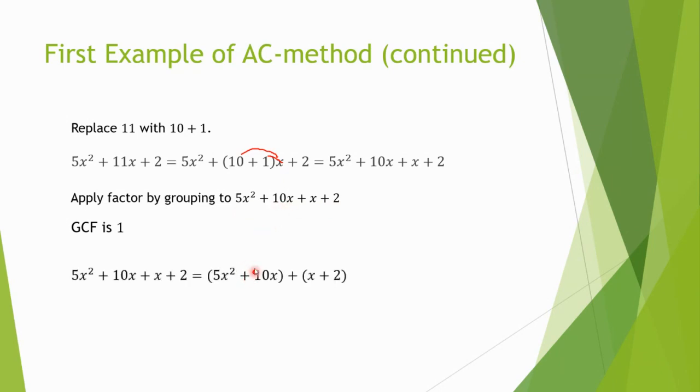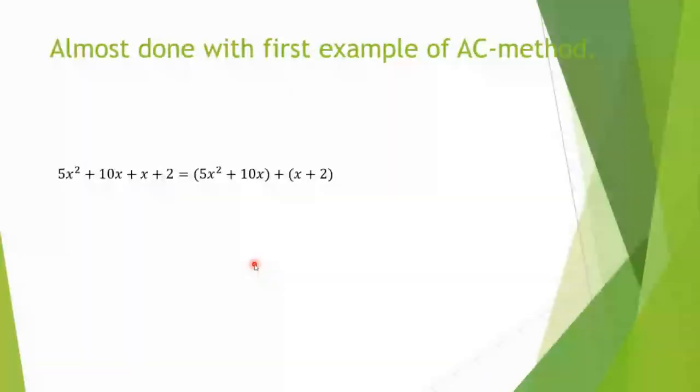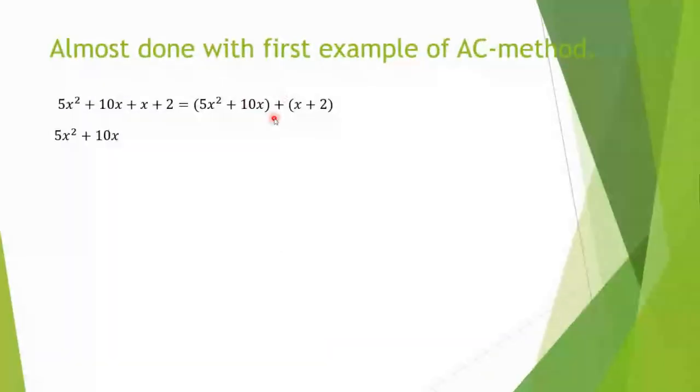What do we do? Remember, just like with factor by grouping, we form the 2 groups here, like so. And now remember, what do we do next? We're going to factor each group, we're going to find the GCF of each group individually. So I put it up here again for convenience. But we're going to get the GCF of this thing.